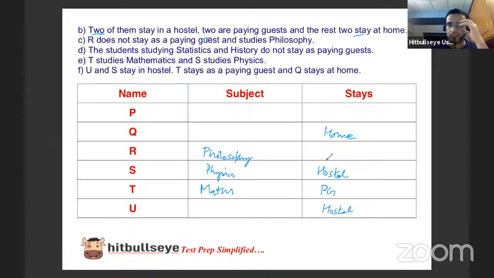Now let's try to see what are these. R does not stay at a paying guest, which means what? R stays at home because that is only left, right? R is staying at home, which means P is staying at PG. Are you with me, everyone?